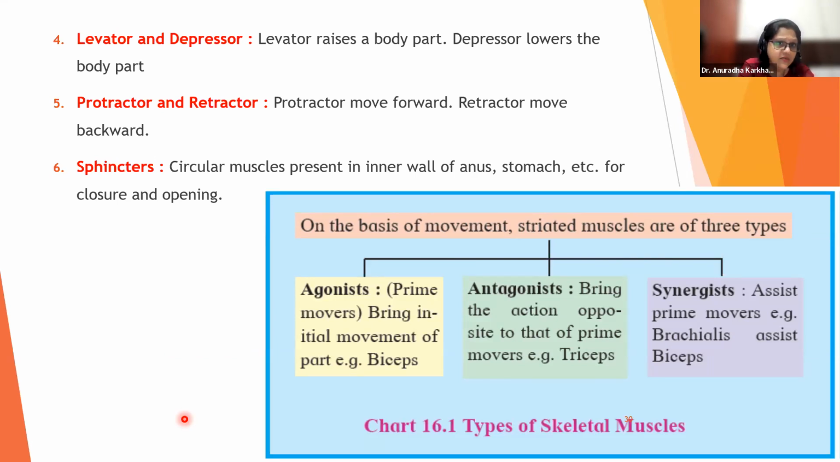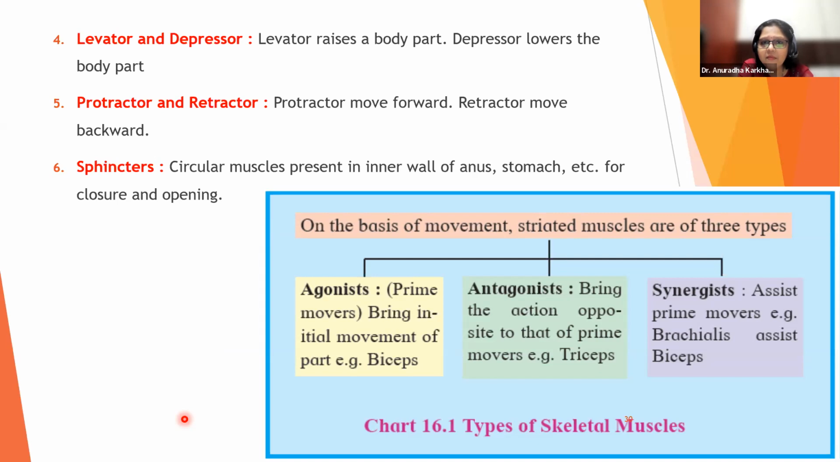What are sphincters? We have already seen this word sphincters. Sphincters are circular muscles present in the inner wall of anus, stomach. We have seen the different types of sphincters in the alimentary canal, right? For closure and opening.